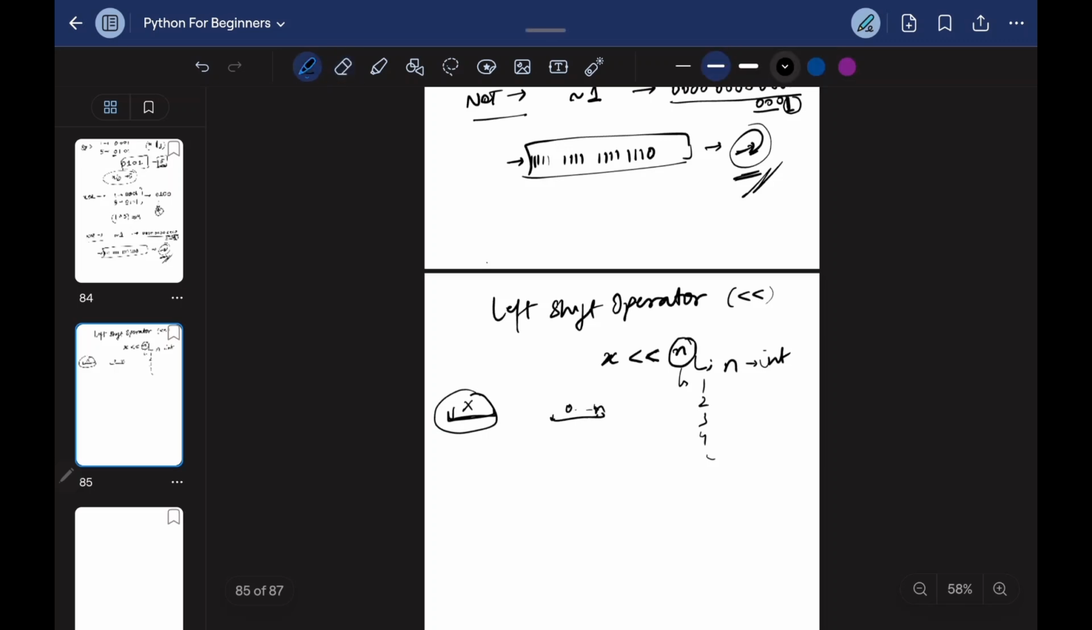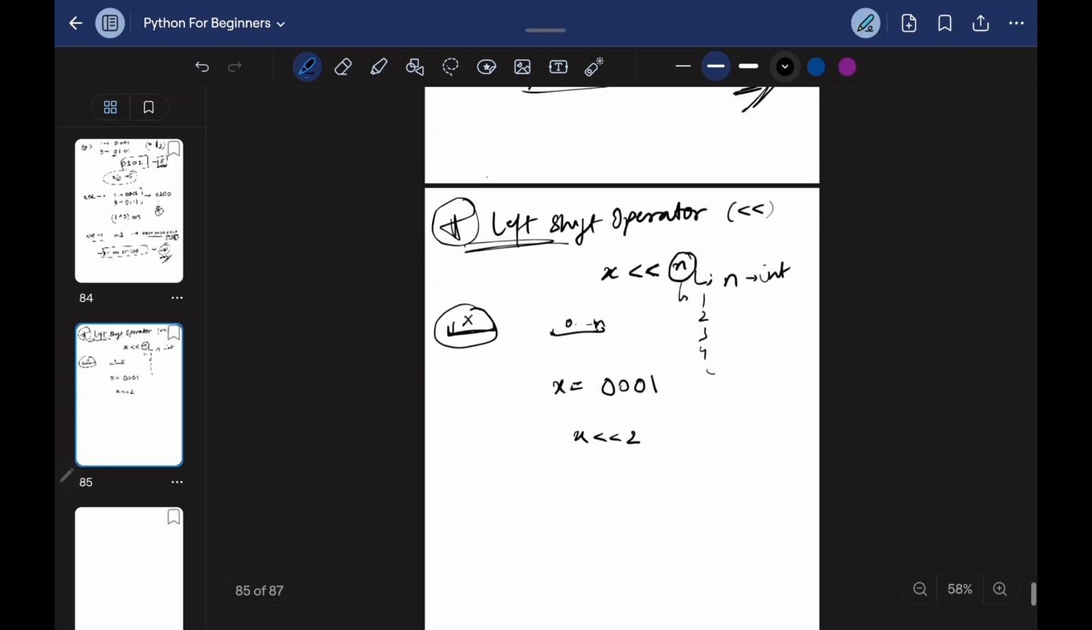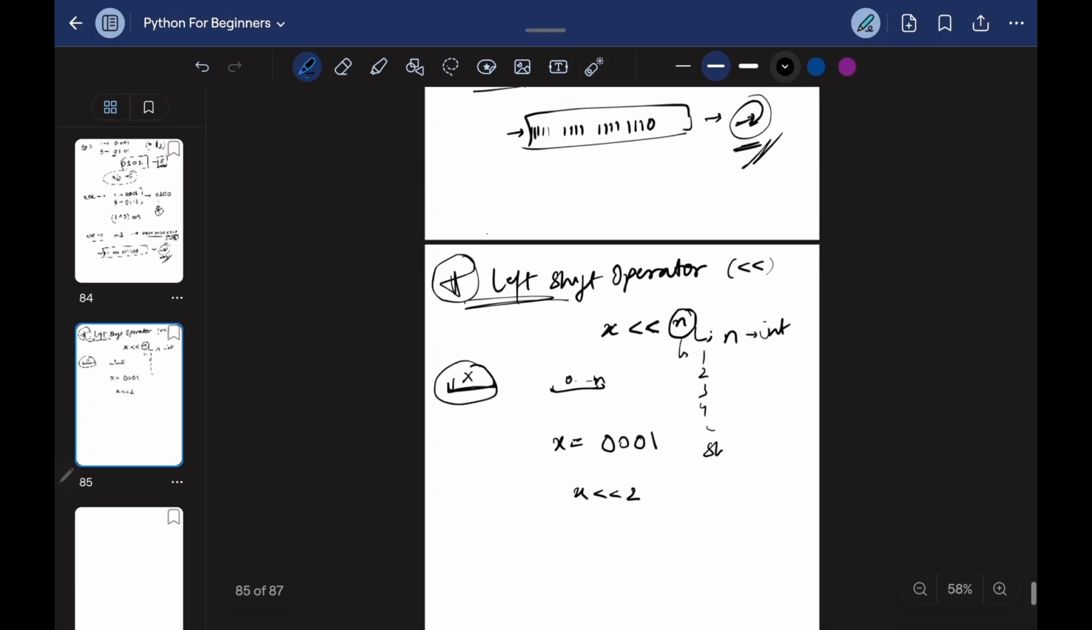So if my x value is 0001, and I do x left shift operator 2. As I said, this left shift operator shifts bits to the left, shifts n bits to the left.